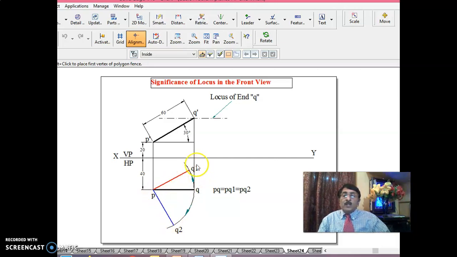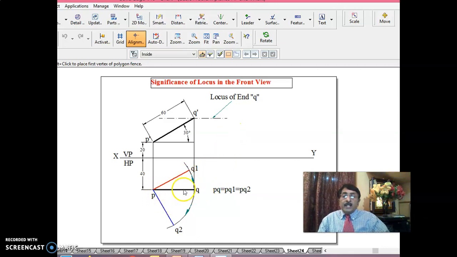That is why, when you draw an arc here, either this way or this way, you should know that throughout this arc the inclination to HP remains the same, that is 30 degrees. This you should know. That means, I'll repeat, this is the significance of the locus in the front view. As long as the inclination to HP remains the same, and if you rotate the line with respect to VP, that is, keeping P fixed and moving Q, if you rotate the line, two observations can be made.